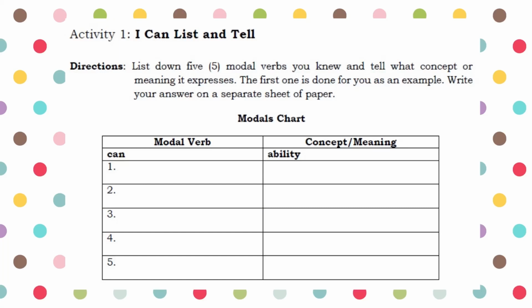Let's have Activity 1. I can list and tell. Direction: list down 5 modal verbs you know and tell what concept or meaning each expresses. The first one is done for you as an example. Write your answer on a separate sheet of paper.